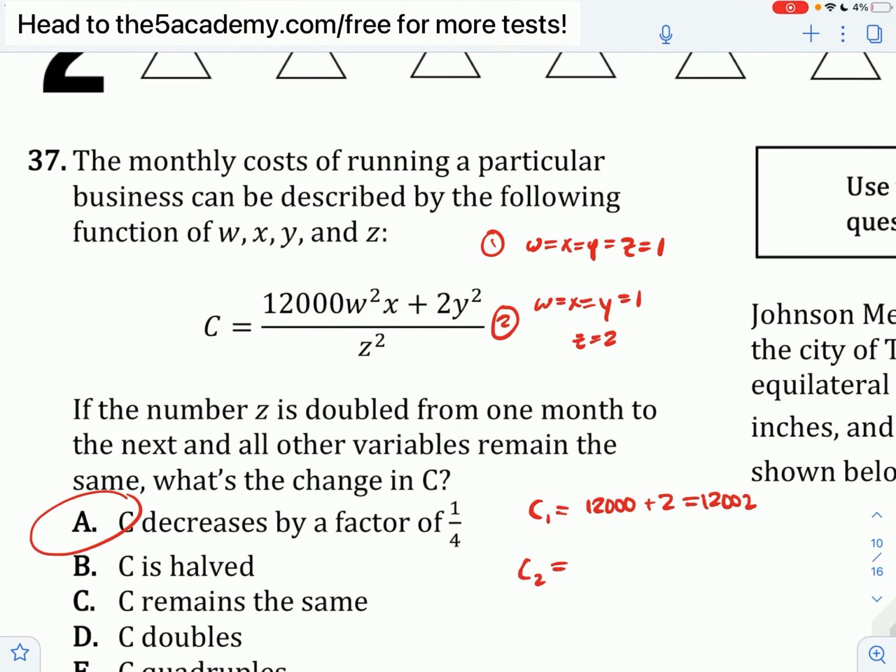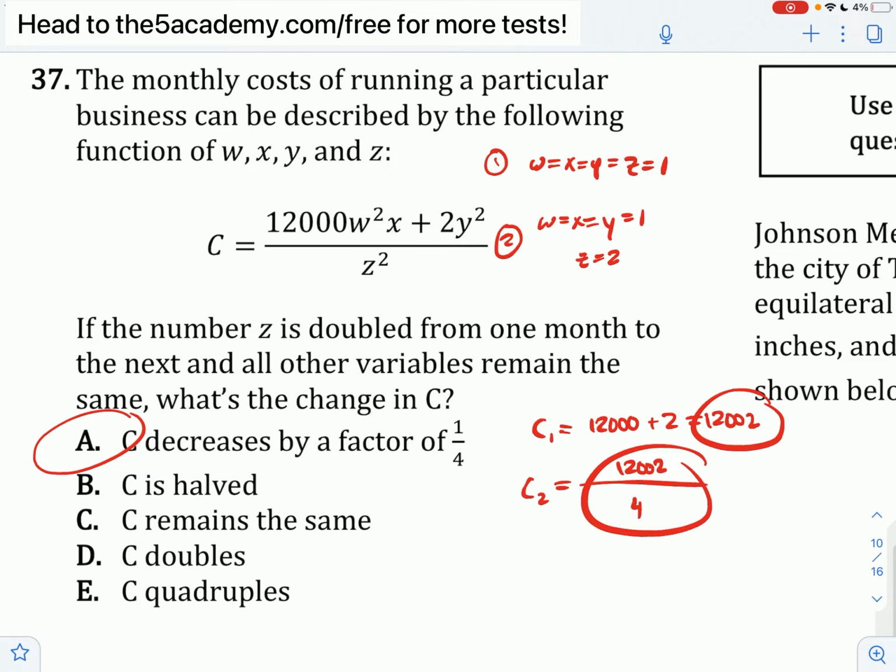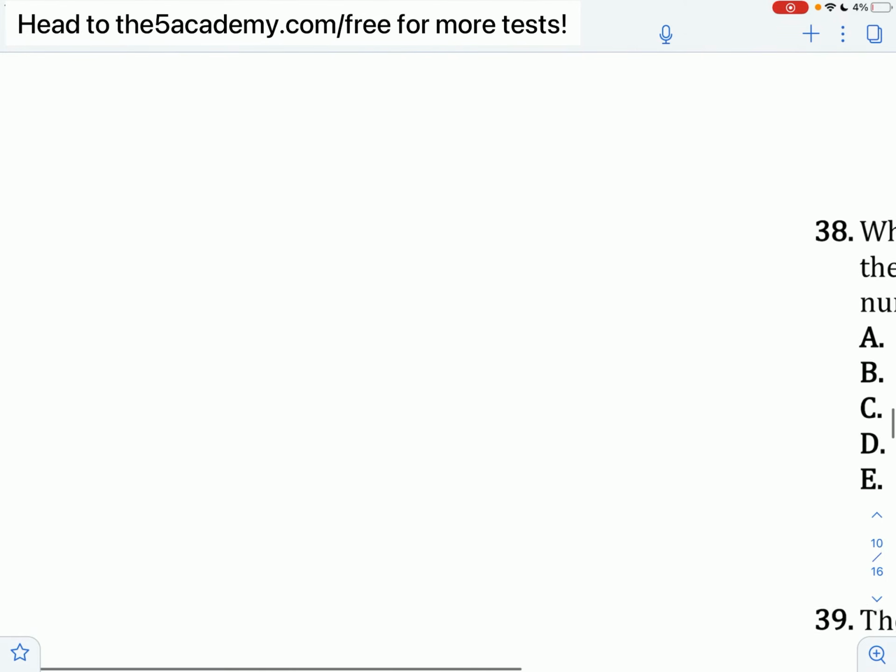C2 is going to be the same numerator. You're going to have 12,002, but then in the denominator, you're going to have 2 squared, which is 4. Okay, so 12,002 over 4 versus 12,002. Again, it's just decreasing by a factor of 1/4.